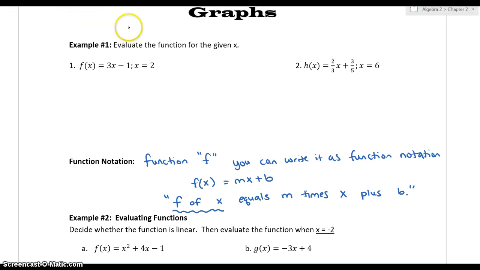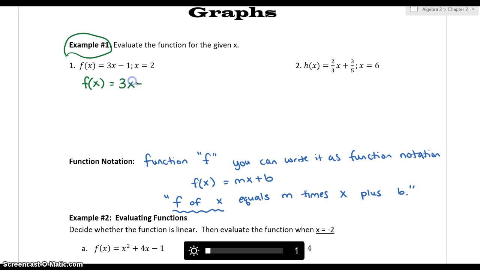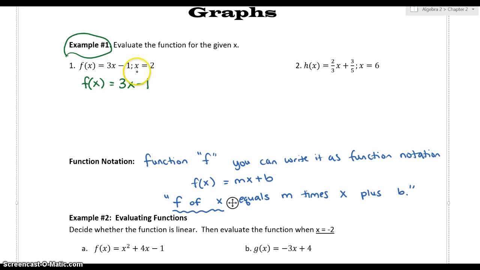Alright, let's change our color really quick. It says evaluate the function for the given x. We are now looking at example 1, and what you are seeing is the function. So f of x equals 3x minus 1 is the function. Please practice that with me: f of x, f of x, f of x. Then it says the given x value, and x is 2. So we're going to replace x with 2, equals 3 times 2 minus 1.